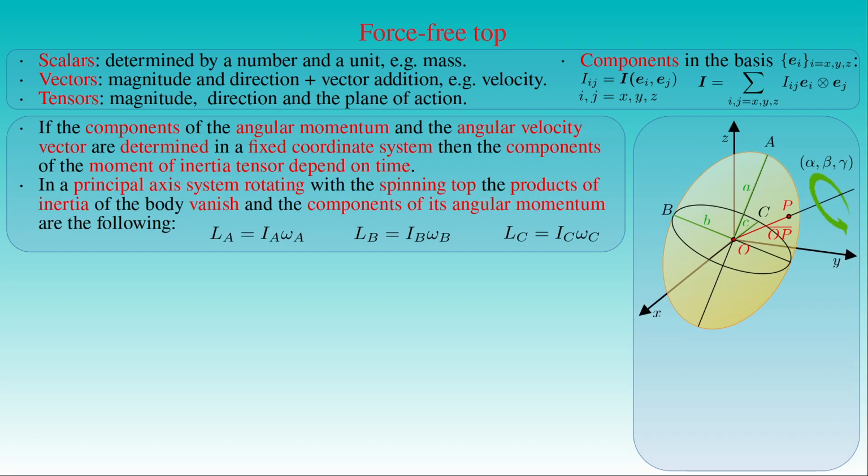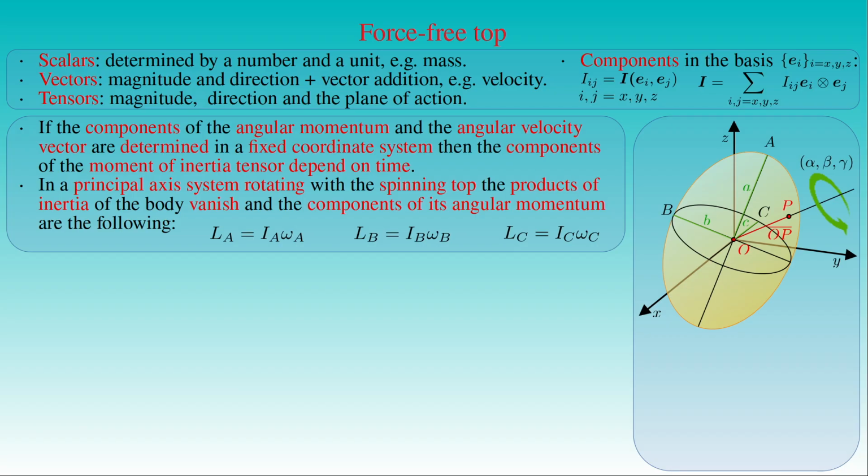However, in the principal axis system which rotates with the top spinning about an instantaneous axis, the products of inertia of the body, that is the off-diagonal elements of the moment of inertia matrix, vanish, and the right-hand side of the component equations of the angular momentum L of the body reduces to the terms containing the principal moments of inertia, that is the diagonal elements of the moment of inertia matrix. Namely, the component of the angular momentum L parallel with the principal axis A is equal to the product of the principal moment of inertia I_A and the component of the angular velocity omega parallel with the principal axis A. Similarly, we can write that L_B is given by I_B times omega_B for the principal axis B, and L_C is equal to I_C times omega_C for the principal axis C.